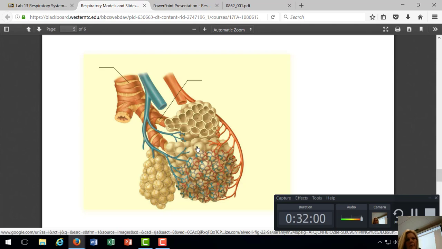So there's an alveolar duct, which is simply a passageway through the middle of the alveoli, serving and branching off into individual little air sacs. So alveolar duct and then individual alveoli. And this would be called an alveolar sac because it's made up of multiple alveoli.